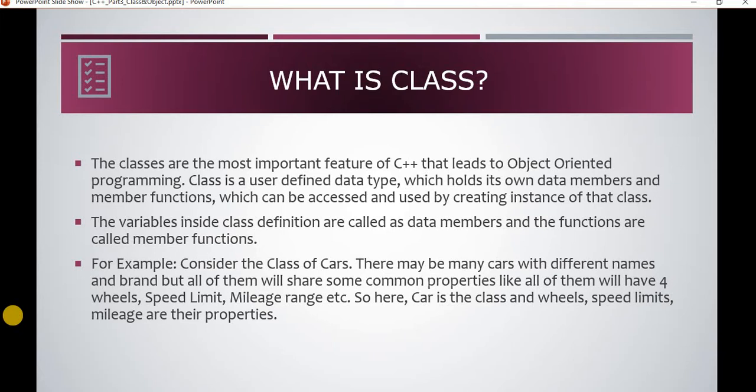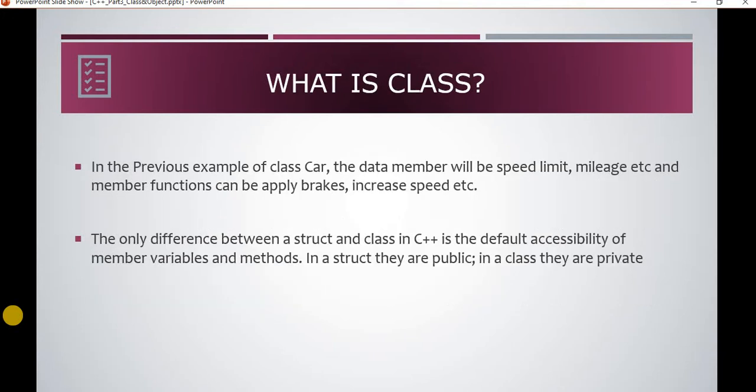If we consider car as a class, then all these will be the properties we consider. And if we talk about the data members, then the speed limit and mileage and all those will be data members, and the functions would be brakes, like how to apply brake and increasing speed. So you can define your own data members and functions based on the functionality. Suppose in the car, whatever functionality you want to give, on the same basis you can give your data members as well as member functions.